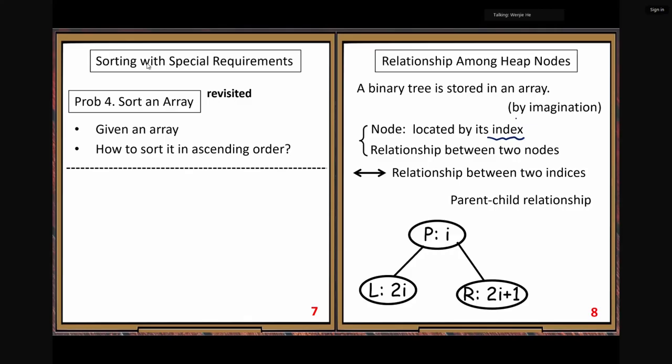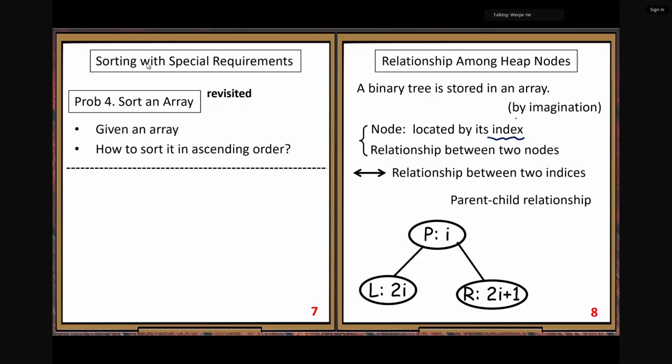In this way, we do not need to use any link, right? No concrete link needed. A parent-child relationship. And in this way, you can see, this looks like a perfect way.